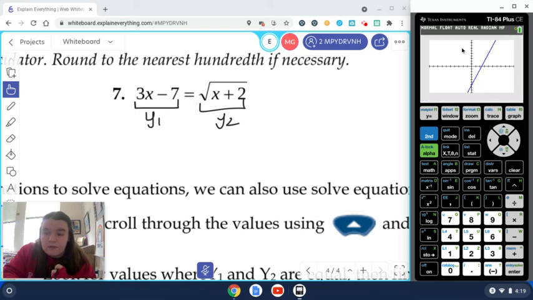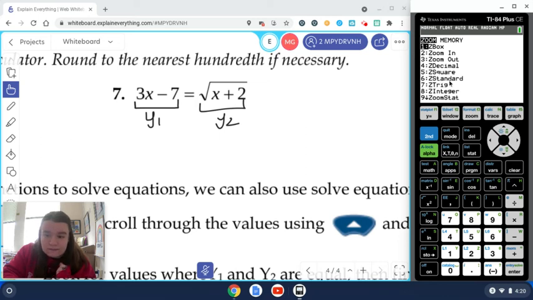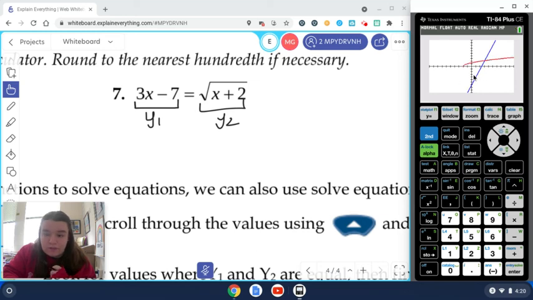If you ever hit graph and your graph looks really weird, like really zoomed in or really zoomed out, if you hit this zoom button and you choose choice 6, zoom standard, it brings it back to the regular graphing screen, just like this. Just if yours looks weird, that's what's going on. You can also always reset your calculator by clicking second plus 712, and that'll do the same thing.